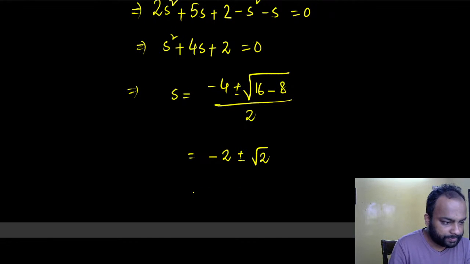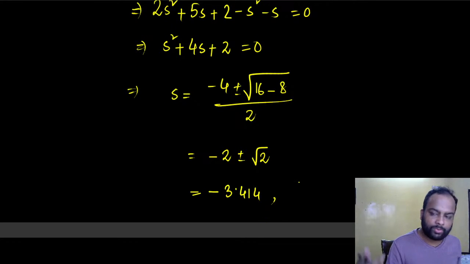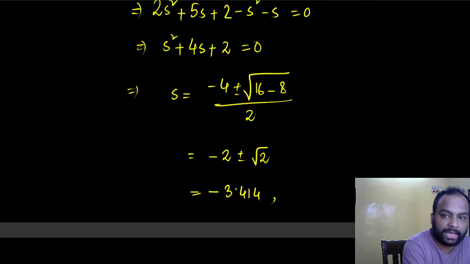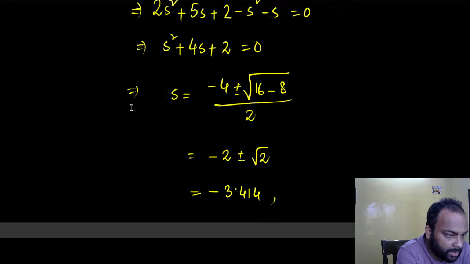So what are the points? I already know 3.414 would be one of them, because minus 2 minus 1.414, that's root 2. And what about the other one? Let's bring up a calculator. That's minus 2 plus 1.414. That's 0.586. So that's minus 0.586.